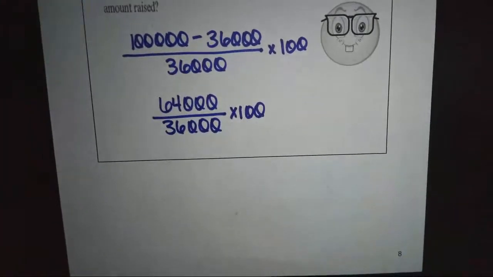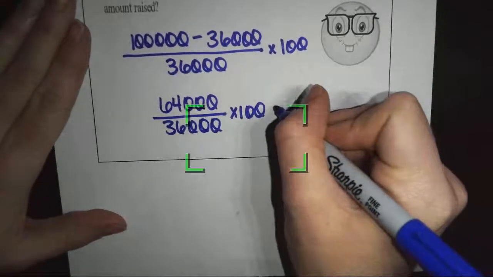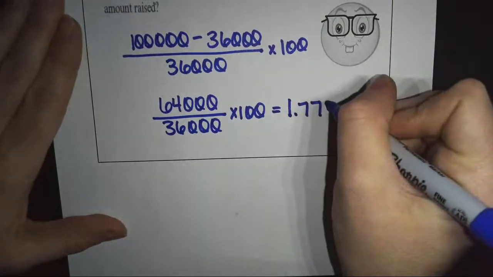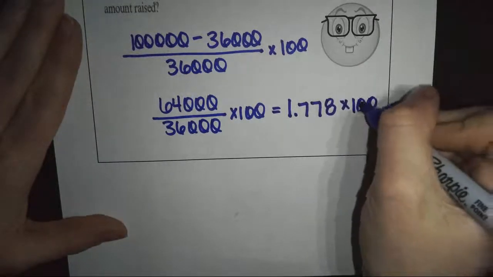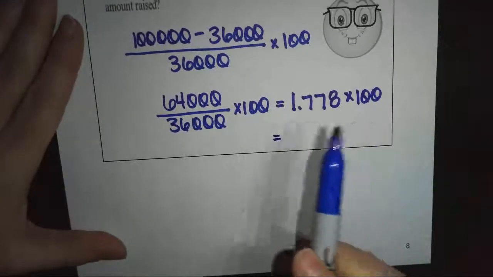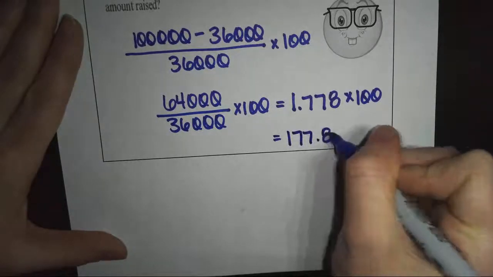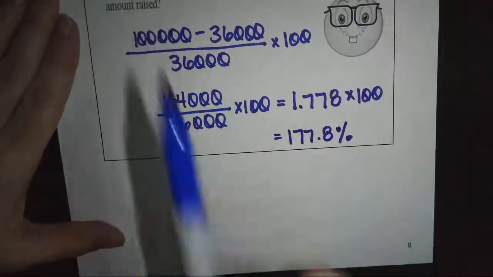And when we divide 64,000 by 36,000, we get 1.77, and I'm going to round it to 8 because it's 1.77 repeating. So now we have 1.778 times 100. When we multiply 1.778 times 100, we get 177.8%. So the percent increase in the amount raised, if they raise $100,000, will be 177.8%.